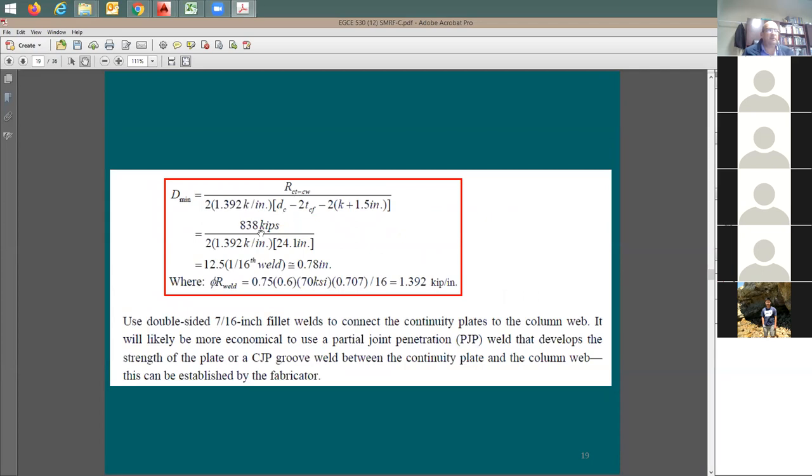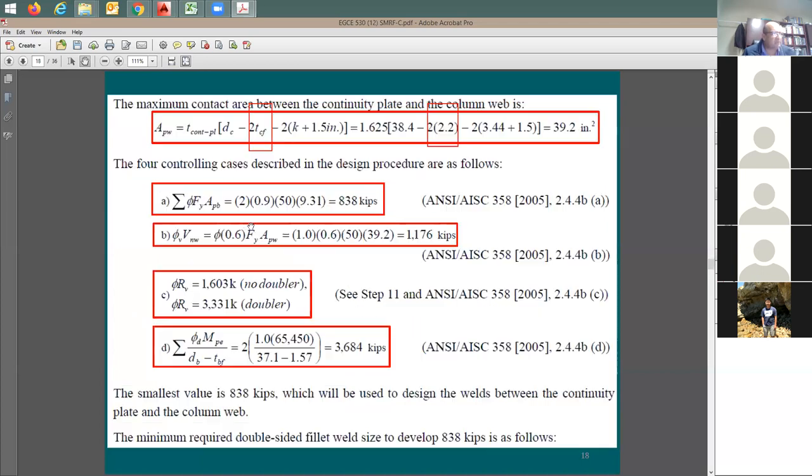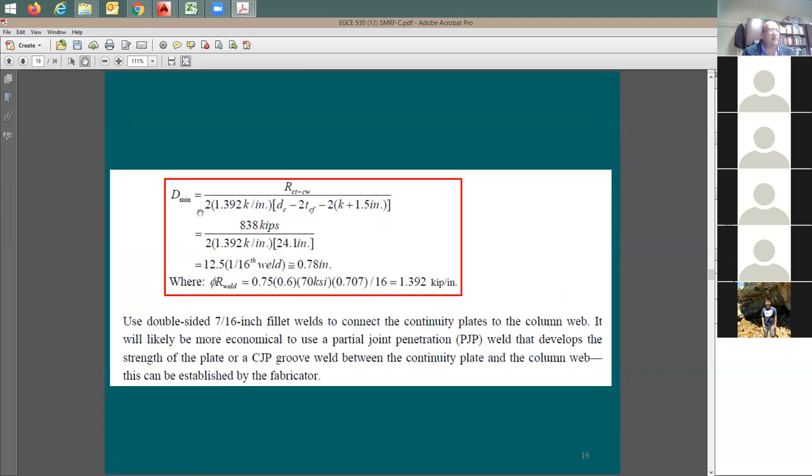You're going to be taking the total force in tension, in this case the smallest of all the four cases, divided by the length. This length is again going to be up to you. You can disregard this, it's up to you, right? If you want to keep it there, it's okay. A little bit conservative is acceptable. Then you divide here by two because you have two sides of the plate, and then you have 1.39, and then you have the length, and with that you have 0.78 of an inch.